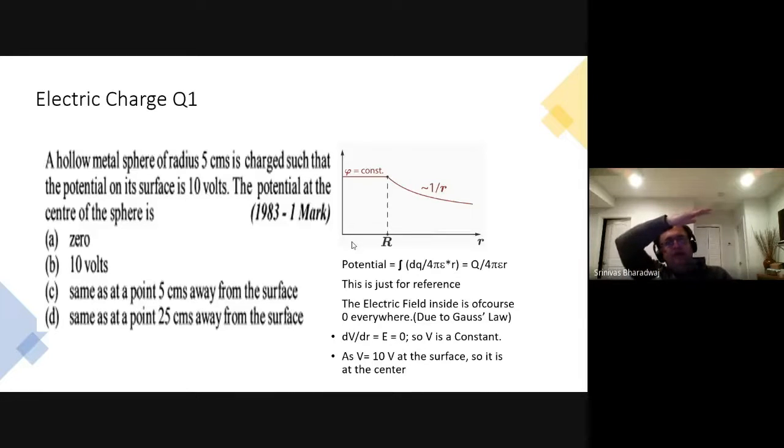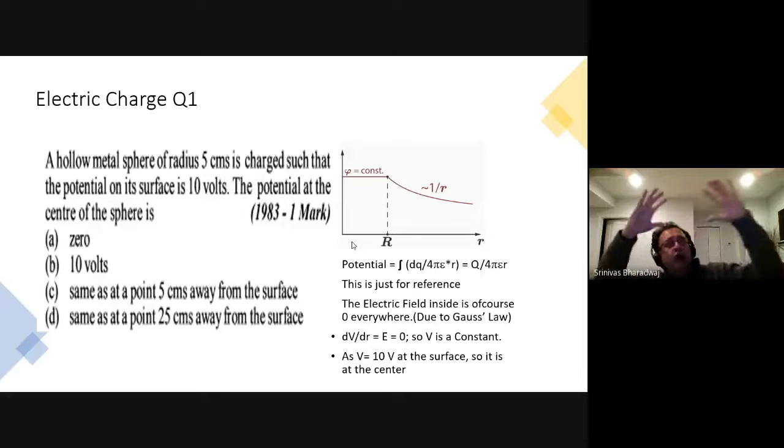And so as a result, inside the sphere, the potential will stay constant, because E is 0, dV by dr equals 0 means V is a constant. So if it is 10 on the surface, then it will be 10 completely inside. So if it's a uniformly charged sphere and the potential is 10 on the surface, inside also it will all be 10.